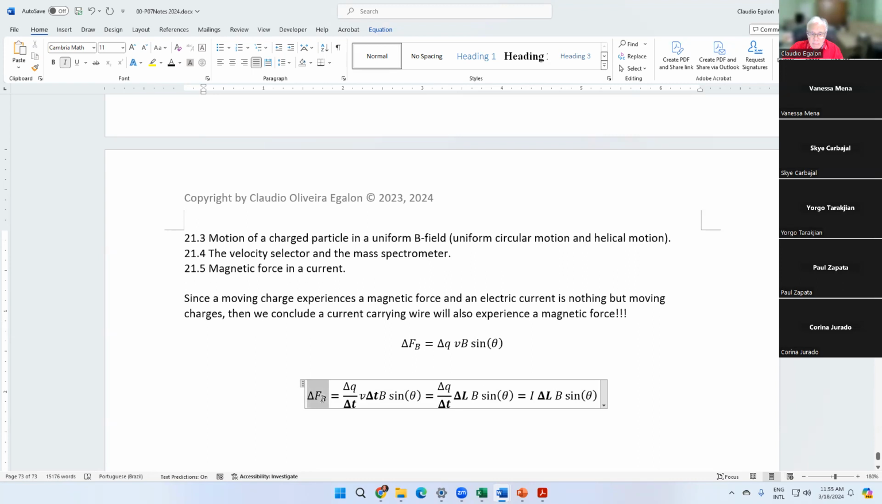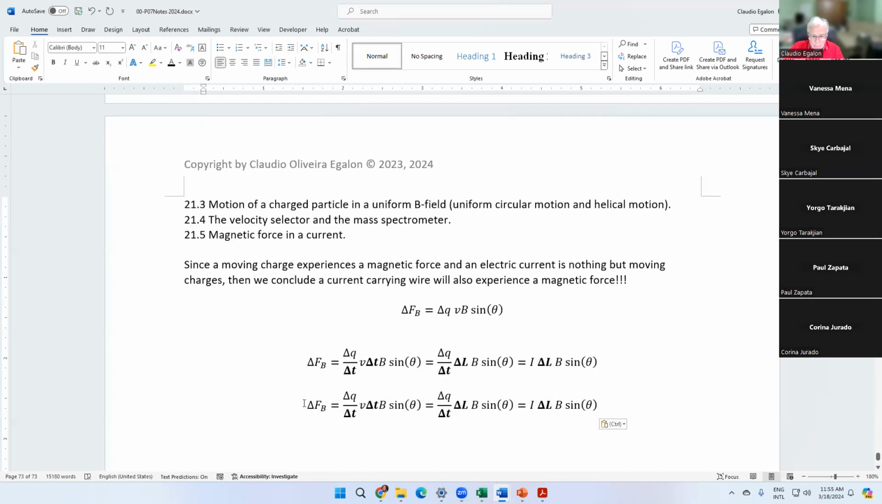We have an infinitesimal amount of magnetic force on an infinitesimally short conductor. So for a conductor of length L, we can end up writing this equation like that. Here's the equation for the magnetic force due to a uniform magnetic field. By the way, this is a uniform magnetic field.